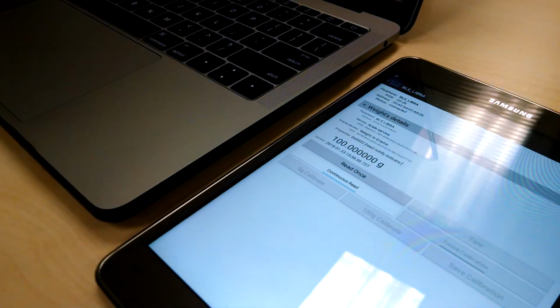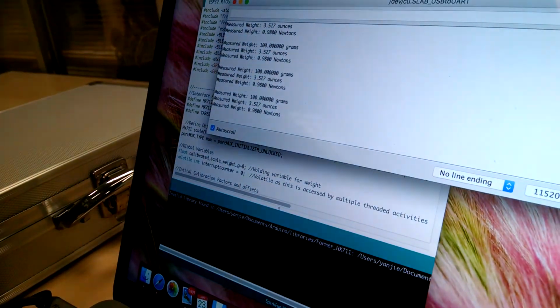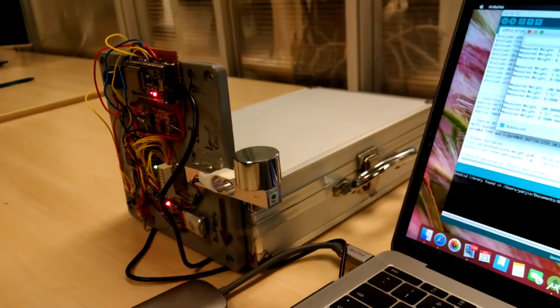Now you can see 100 grams is the weight that is being measured because the calibration is true.